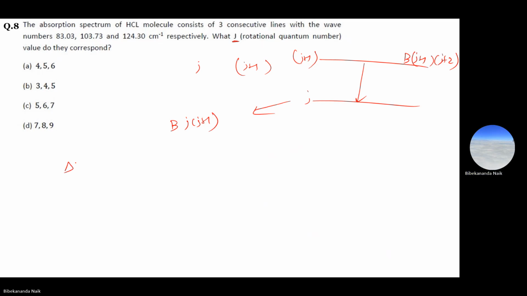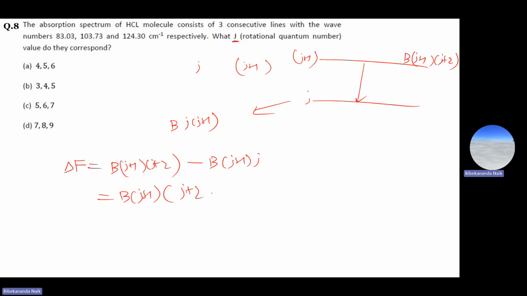Now when the transition is occurring, it will be B into J plus 1 into J plus 2 minus B into J into J plus 1. If you take B into J plus 1 common, it will be J plus 2 minus J. J gets cancelled out, and it will be 2B into J plus 1. So if the transition occurs from J plus 1 to J, it is 2B into J plus 1.